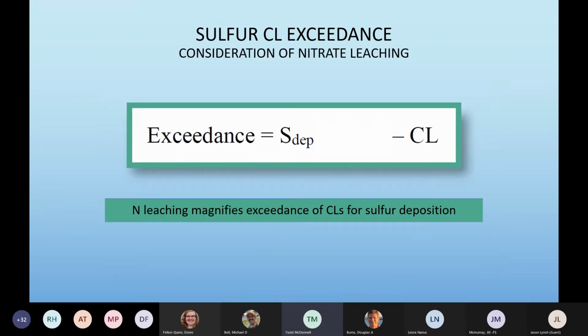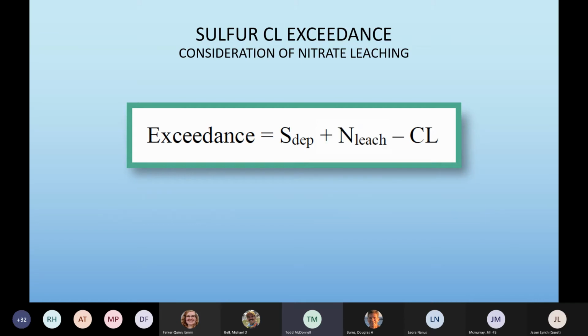And so the exceedance calculation, that just popped up a little too early, but anyways, the exceedance calculation is typically done for sulfur critical loads by the sulfur deposition minus the critical load. And if you have a positive value there, you're in exceedance.